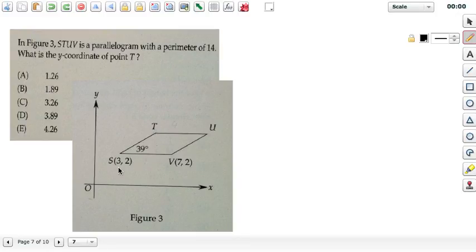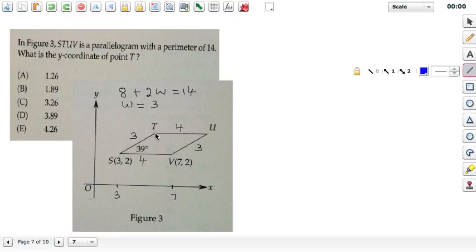So we know that this point here is 3, and we know that this point here is 7. So we already know this side is 4 and this side is 4. And if the perimeter is 14, then we can figure out the other two sides. You can do some really quick math here. You can say 8 plus twice, let's call it the width, is equal to 14. So you have your width as equal to 3. So this side is 3 and this side is 3.